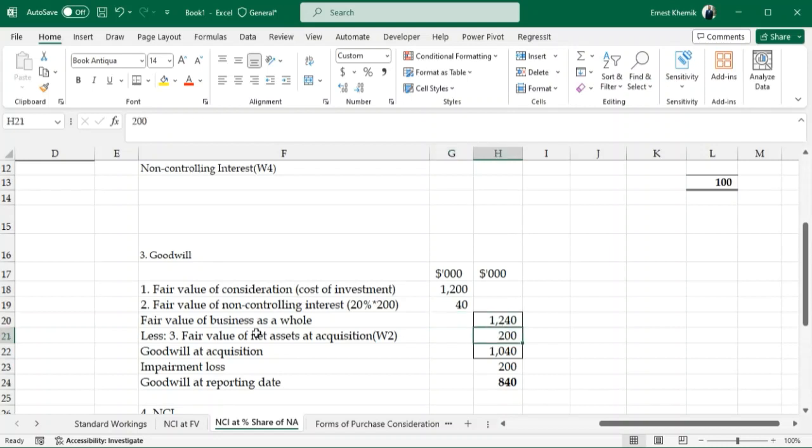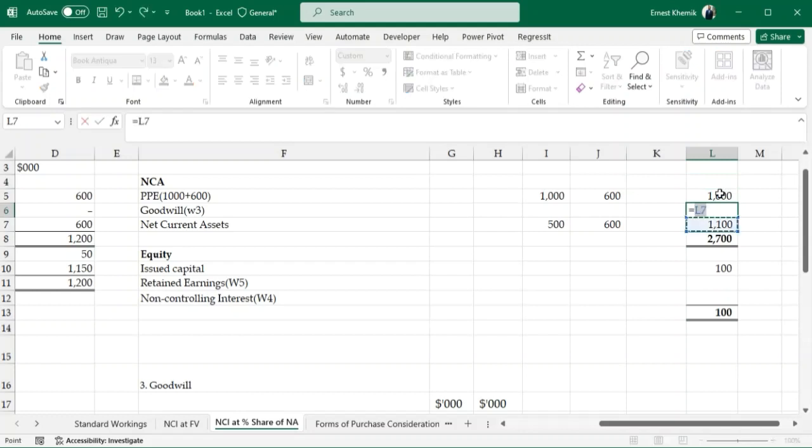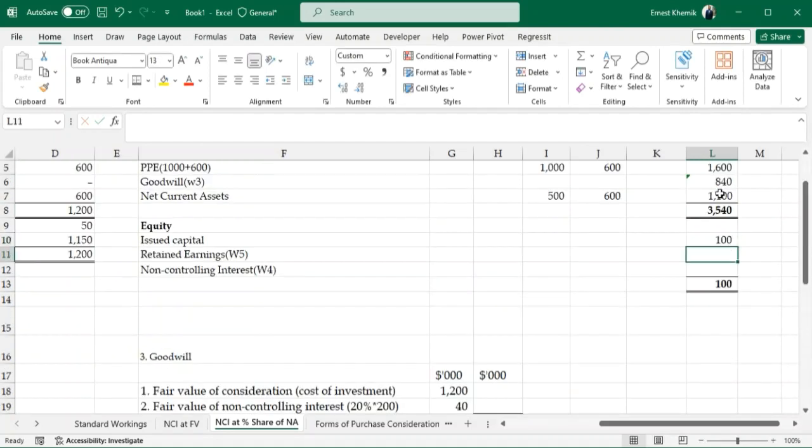So this changes our figure, and then the fair value of the net assets at acquisition remains 200. All right, so this is 1040, and then we have the impairment loss of 200, so that our goodwill becomes 840. So quickly I can come here and link my goodwill, which is 840. Come and link it here. So we have our goodwill perfectly set up for us there.